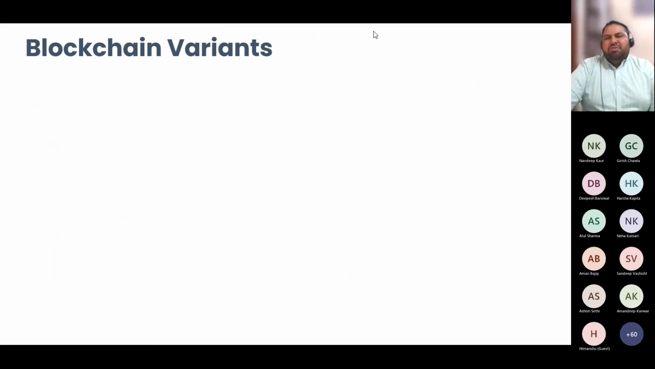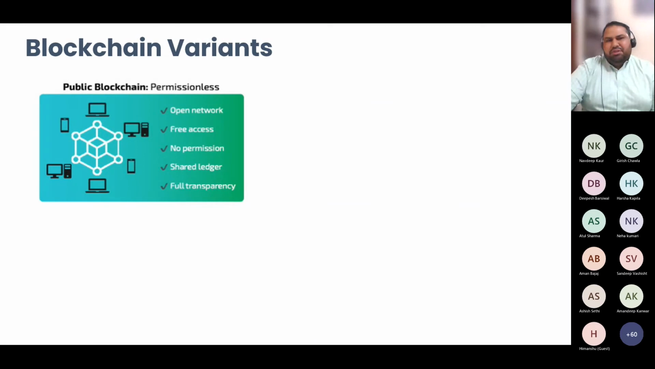So now we talk about blockchain variants. There are 4 different blockchain variants. The first one is public blockchain.